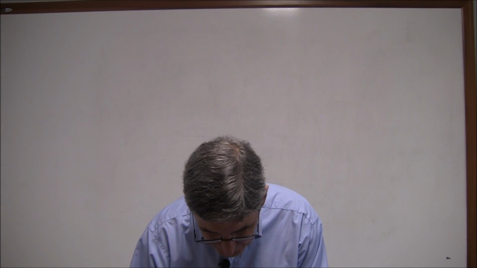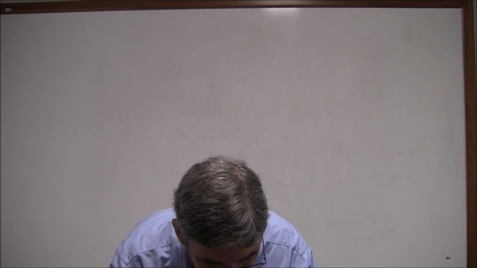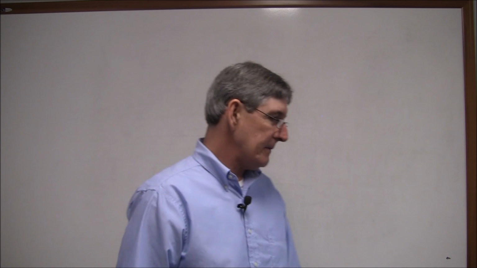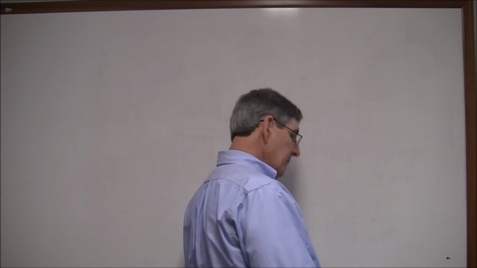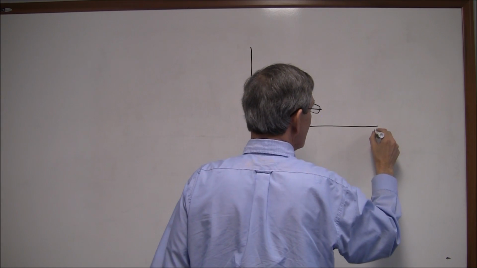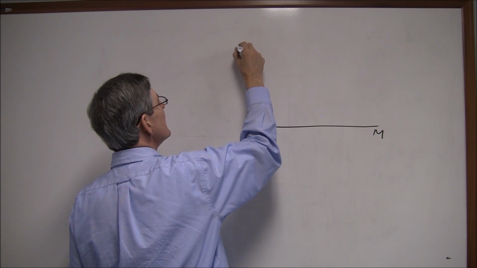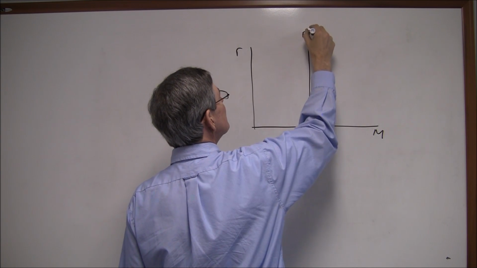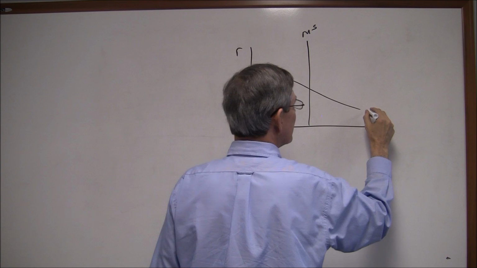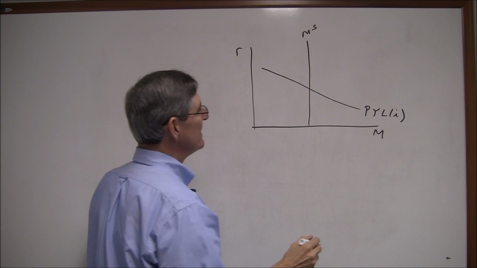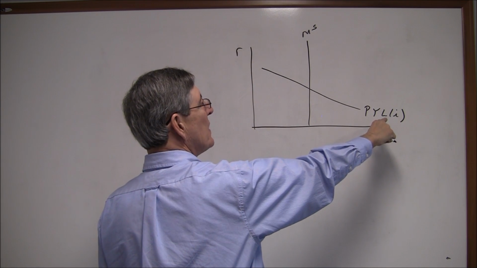So I think that pretty much does it for the IS curve. Let's turn to the LM curve. Now we've already looked at a model of the money market. So you can put M on this axis, the interest rate on this axis, and we had a money supply curve and a money demand curve, P, Y, L of I. And this L stood for liquidity preference.